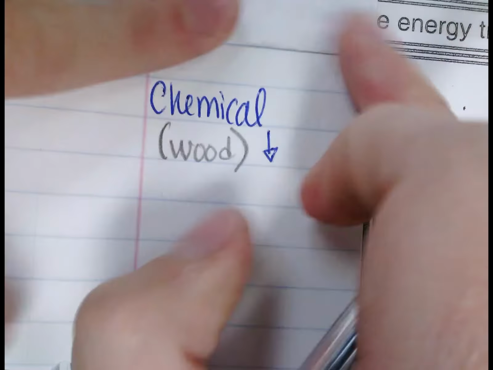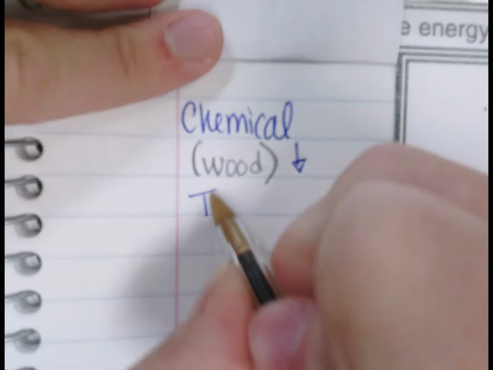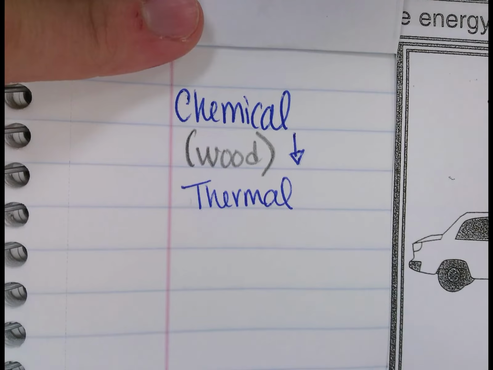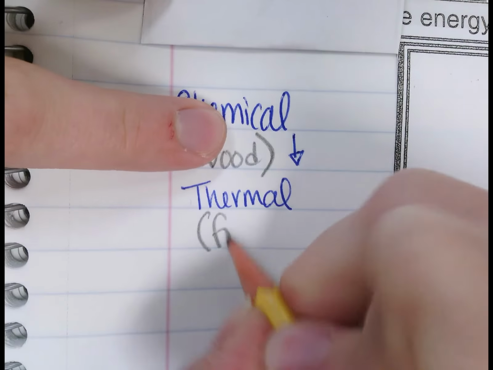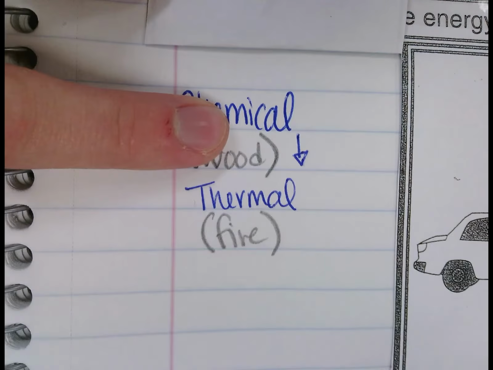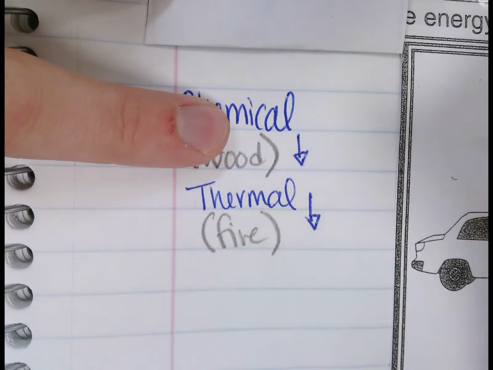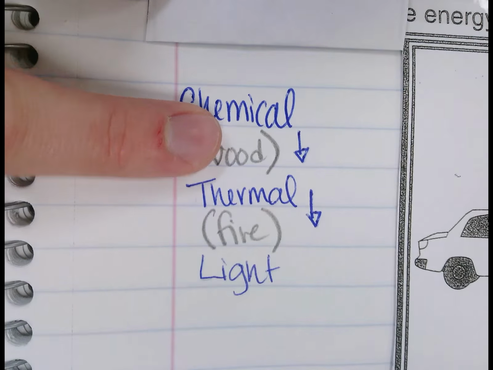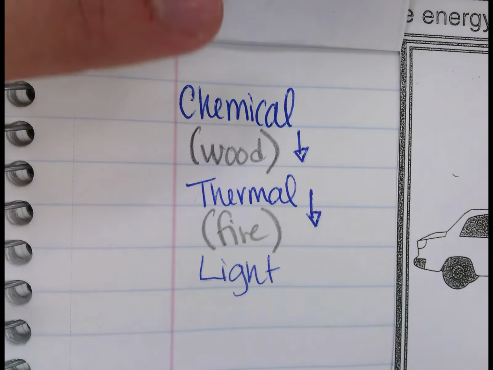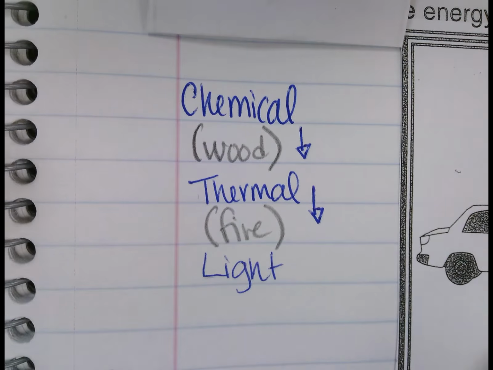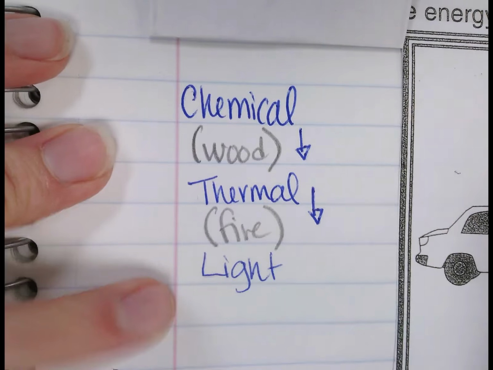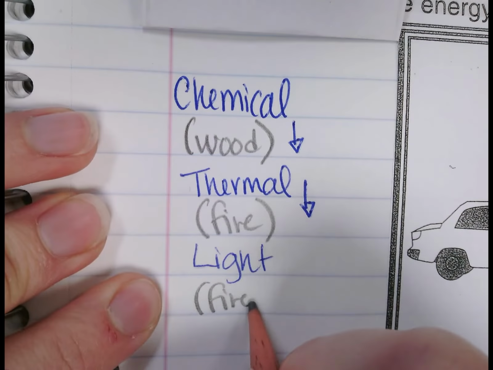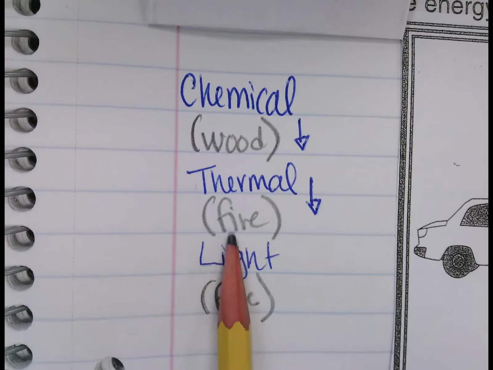It really doesn't matter which order you put this in, but it's going to be thermal, and heat would be an acceptable answer for the fire, obviously. And then also the light energy, light or radiant. Sometimes you'll see it written as two different things, but in this case, radiant and light to me are close enough that I can call them the same. So the fire is giving off thermal energy and light energy.